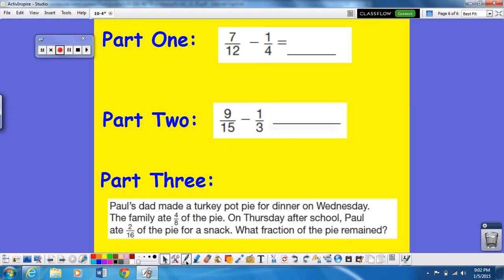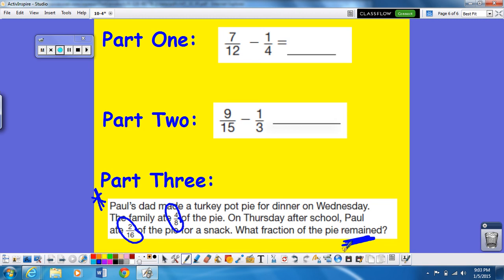Now, when you get down to part 3, this is what I'm going to call our challenge for today. Part 3 is actually a 2-step problem. Paul's dad made a turkey pot pie for dinner on Wednesday. The family ate 4/8 of the pie. On Thursday after school, Paul ate 2/16 of the pie for a snack. What fraction of the pie remained? So we want to know what's left of the pie. Before we can know what's left, we have to know how much they ate. So just to give you a little hint, you're going to have to add up how much they ate first and then subtract it from the whole.